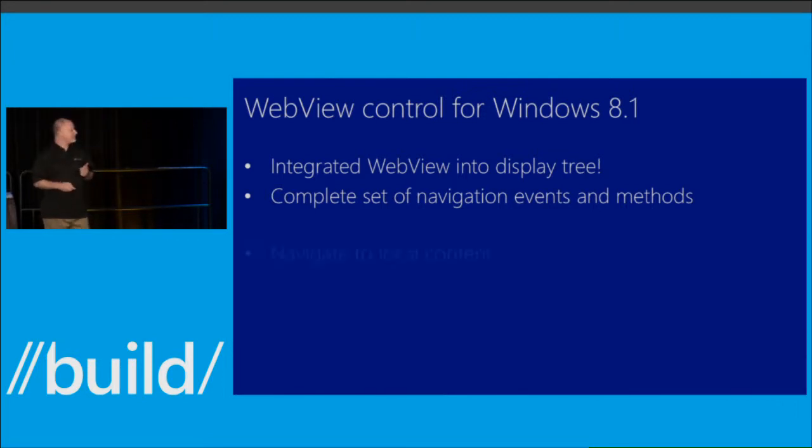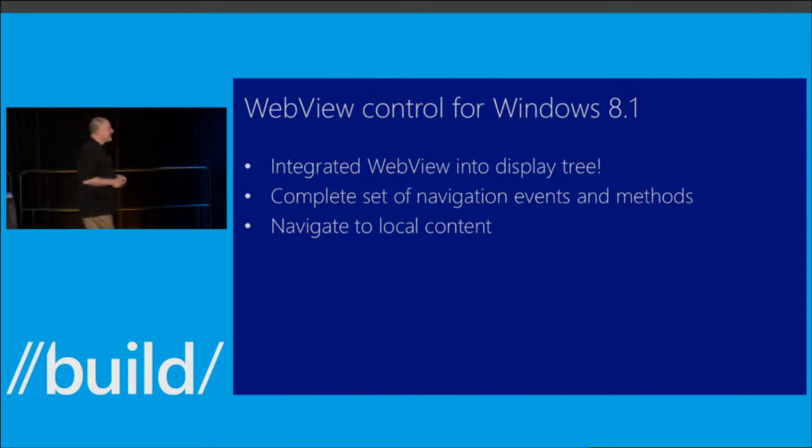Finally, well, not finally, actually, we're still only halfway through this list. Navigation to local content. What I mean by this is every Windows Store application has its local state directory where it's allowed to store content. And it turns out that many of you wanted to download new content to that location and then display it in a WebView control. And it turns out the WebView control that we shipped in Windows 8 doesn't support that.